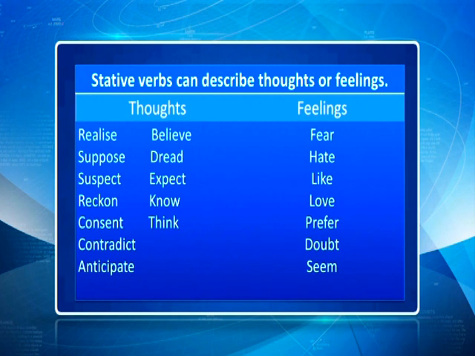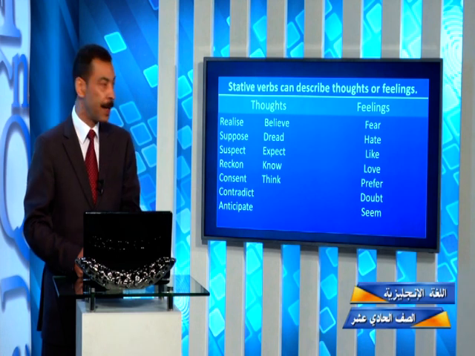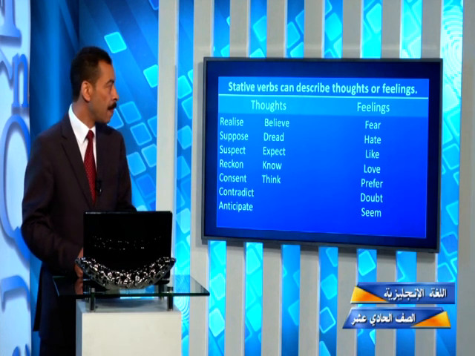Here I have a list of stative verbs which can describe either thoughts or feelings. For instance, under thoughts we have realize, suppose, suspect, reckon, consent, contradict, anticipate, believe, dread, expect, know, and think. All these describe our thinking, our reasoning. You say, I think it's going to rain. This is my opinion, I think. Or I expect, or I realize, and things like that.